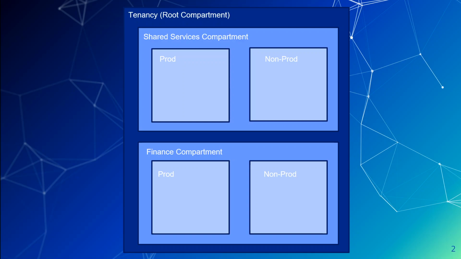Now let's check within the Oracle Cloud how to exactly create this structure. Remember, we already have the tenancy root compartment, and first we are going to create this shared service compartment and finance, and then within that we will create the prod and non-prod compartments. So let's create the shared service compartment first.